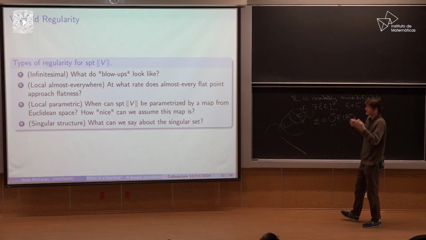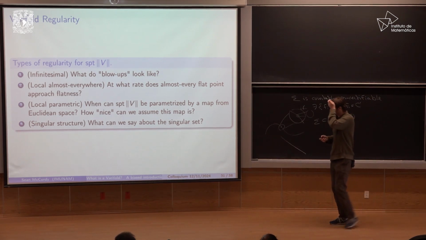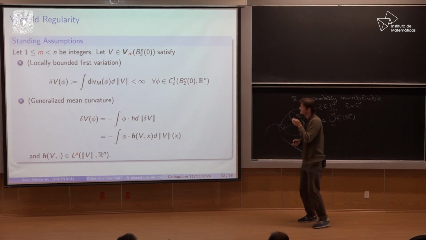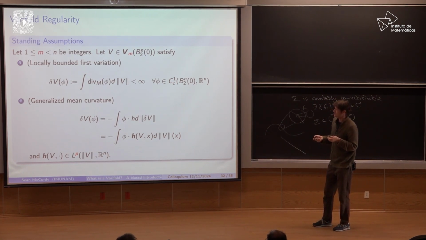How regular is that set itself as a lower dimensional object? Okay, but we're going to focus on this local parametric picture. Probably the most famous, one slide to go, sorry. To do this, we're going to make some standing assumptions.